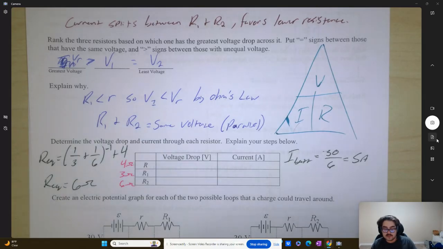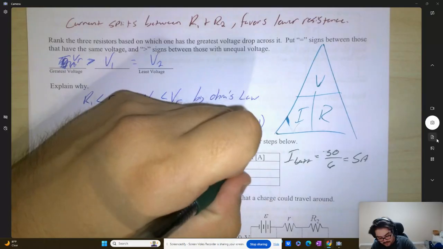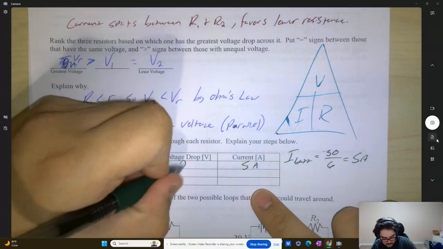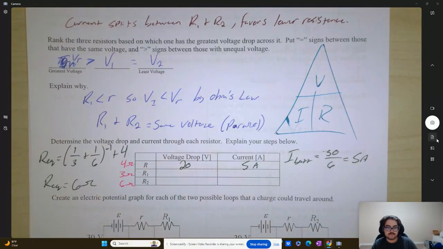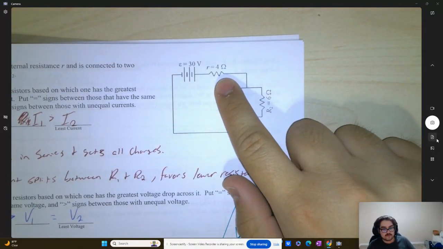And all 5 of those amps are going through the little R here, 5 amps. Okay, we can figure out the voltage drop through the little R by using Ohm's law. 5 times 4 is 20. Now, here's the fun part, right? We know that at this internal resistance we lose 20 volts.